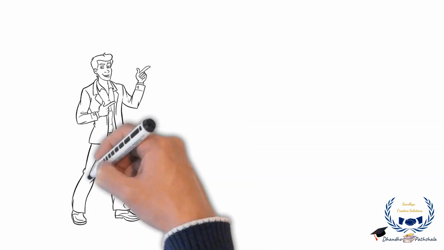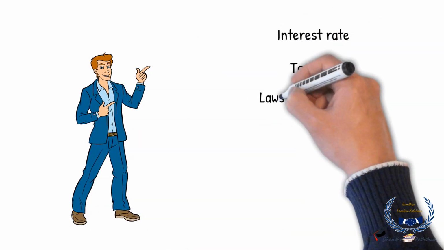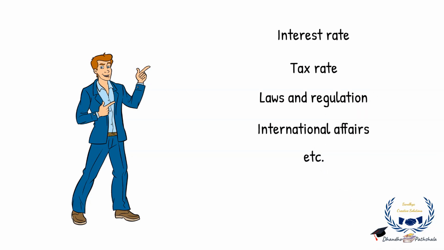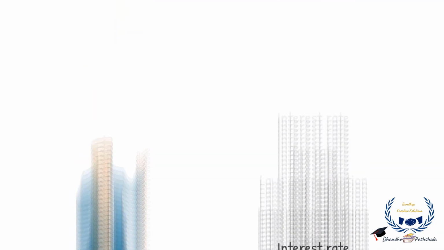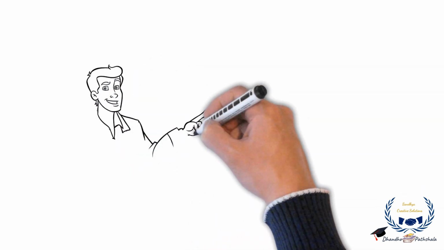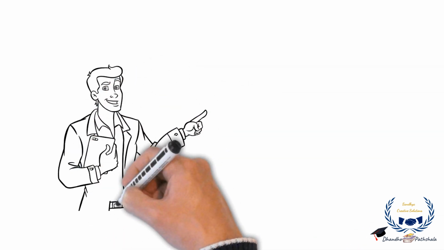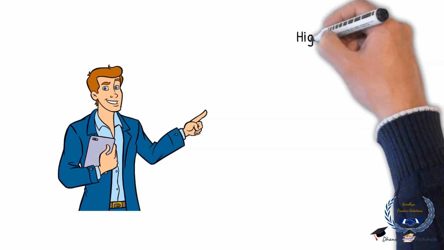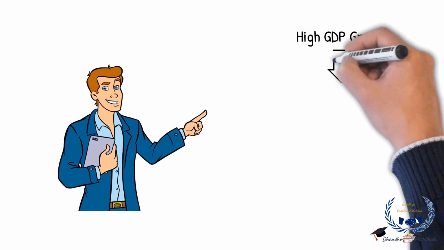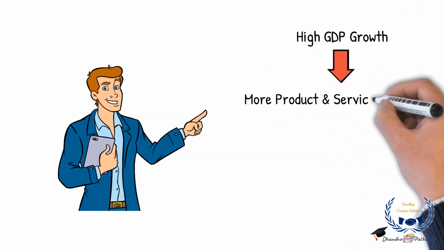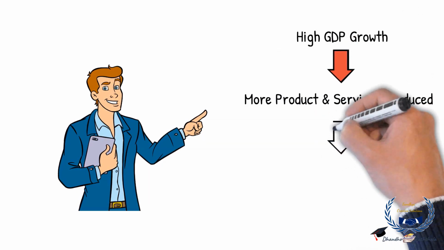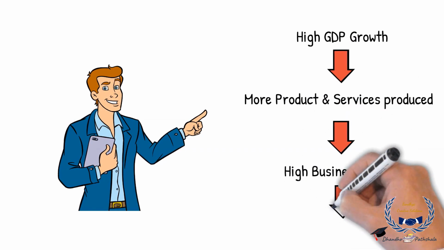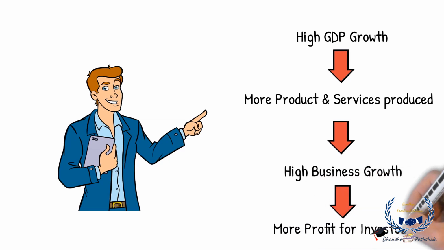There are so many other factors like interest rate, tax rate, laws and regulation, international affairs, etc. that affect GDP. That's why GDP gives us an overall picture of the economy. Better the number, better the economy, better the economy, better for businesses. If GDP is growing very fast, we can say businesses are also growing fast. As an investor, we love to invest in companies which are growing fast, as eventually, that will make more profits for us.